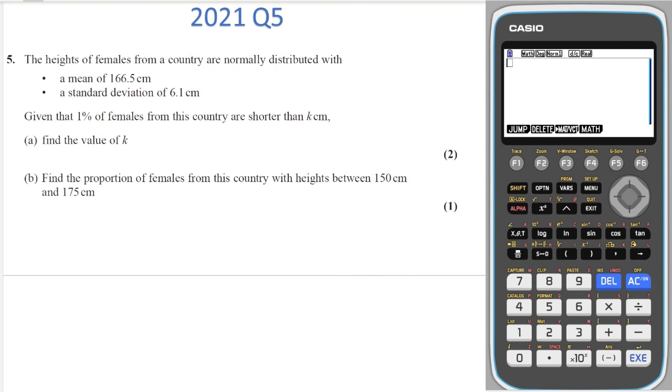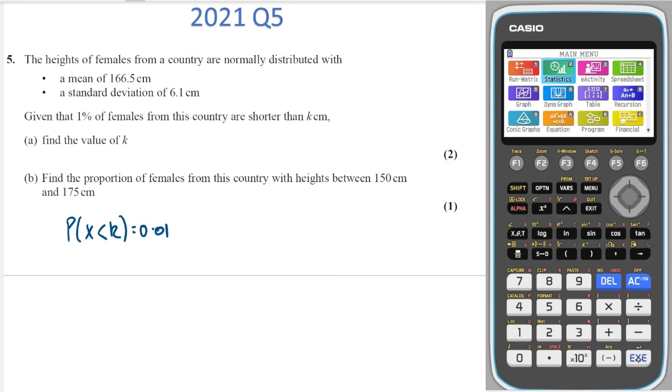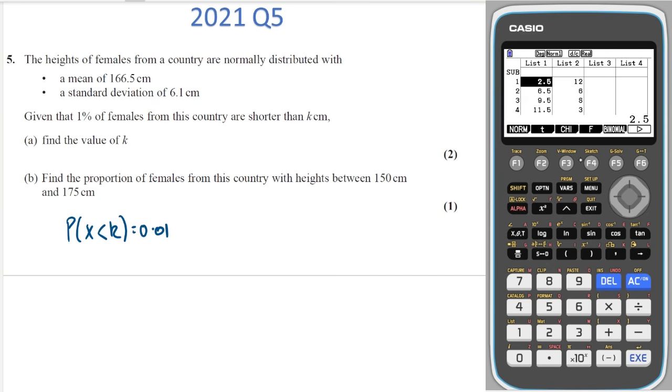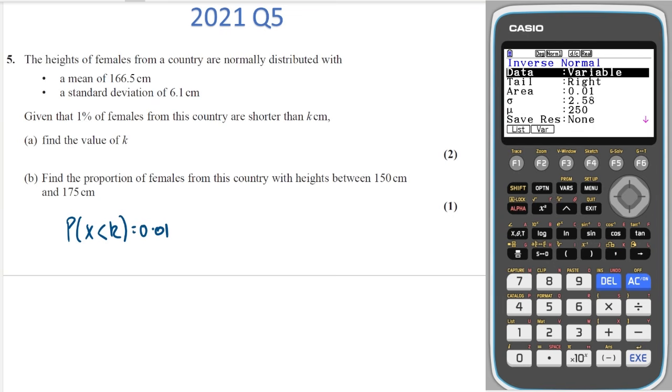Okay, next we have a question on the normal distribution. We have the mean and the standard deviation, and it tells us that 1% of females are shorter than k. So the probability that X is less than k is equal to 0.01. We can find that using our inverse normal calculation. We can go to menu, statistics, distribution, normal, inverse normal, and I want the left tail, because it says less than, to be the area of 0.01, and the standard deviation is 6.1, and the mean is 166.5.